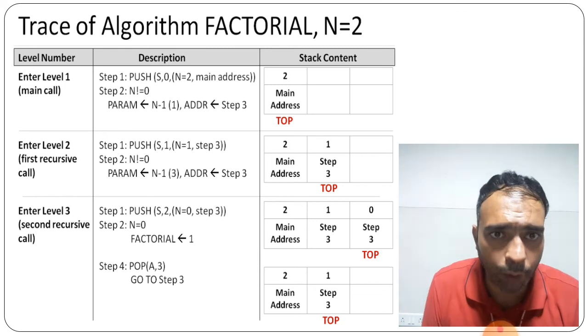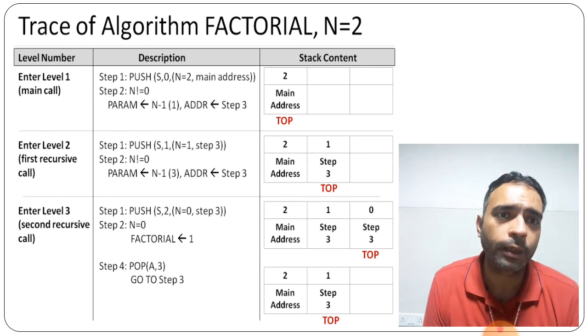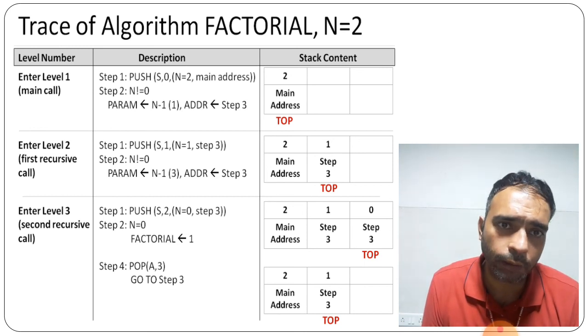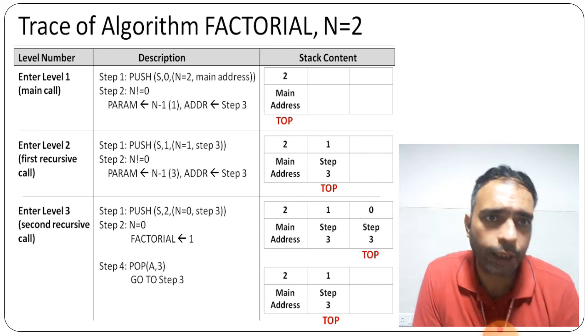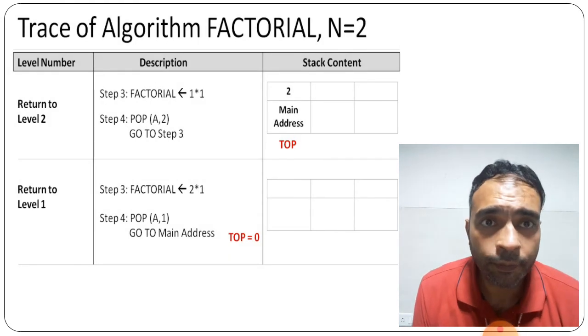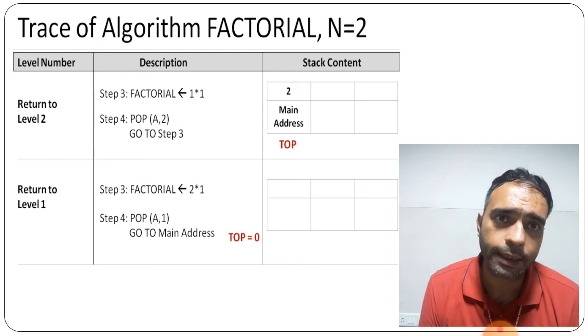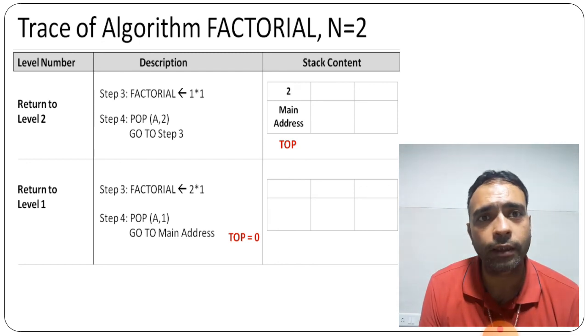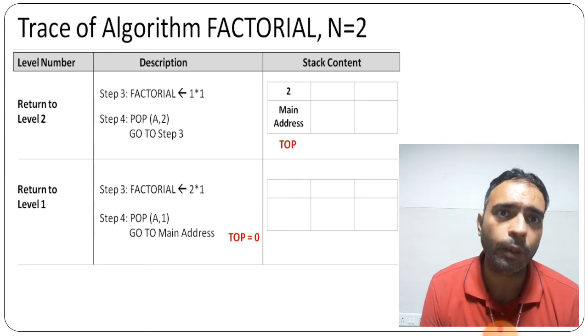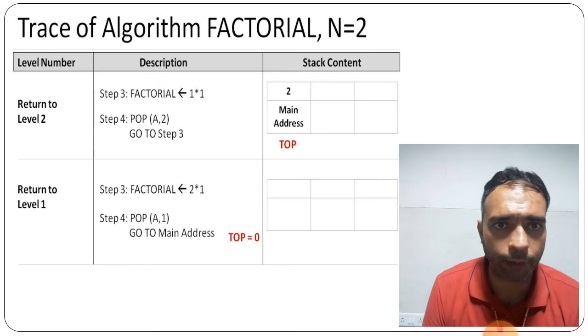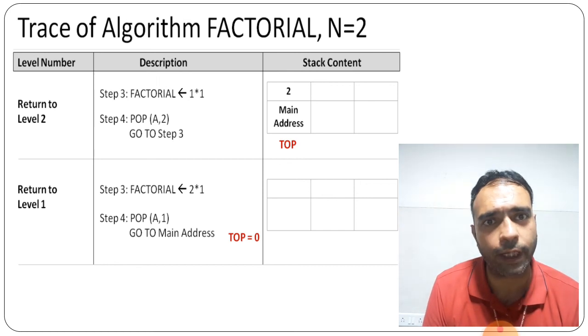And finally we have to pop that element, A comma 3 now, right? So A comma 3, then we have to go to step 3 again. Then we have to multiply this 1 into 1, that is equal to 1, and after that we have to pop that part 2 and go to step 3, then we multiply this 2 into 1, and finally it will multiply that part and give the value of this factorial.